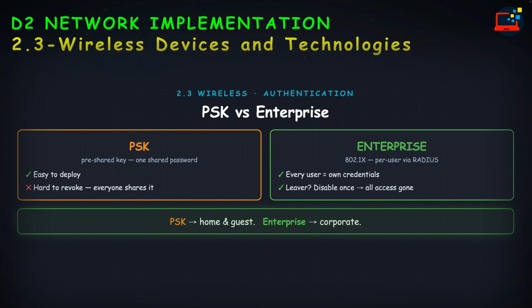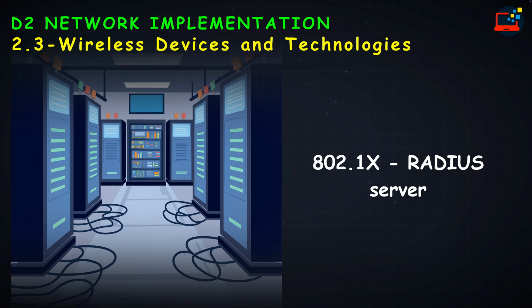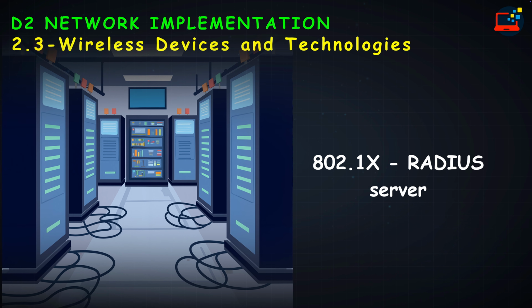Enterprise mode uses 802.1x, which authenticates each user individually against a RADIUS server. Every user gets their own credentials. If a user leaves the company, you disable their account once and they lose all access. PSK for home and guest, enterprise for corporate.